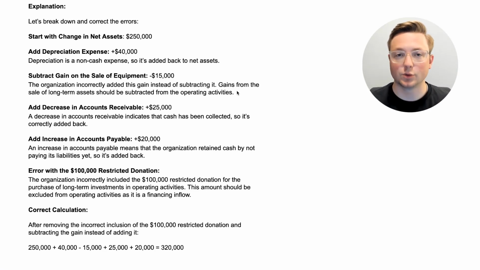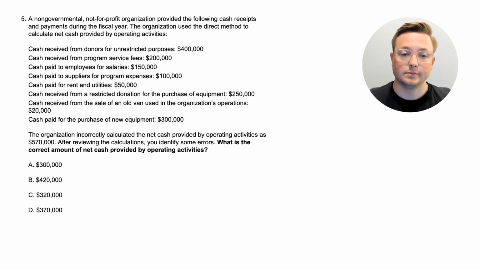With that, let's go to the next question. All right, here we are at question 5. Now, before we dive into anything else, let's read this last part. What is the correct amount of net cash provided by operating activities? So similar question, but maybe it's going to be a little bit different.